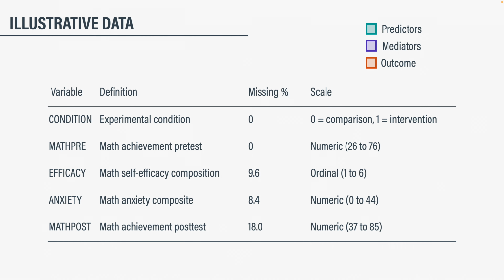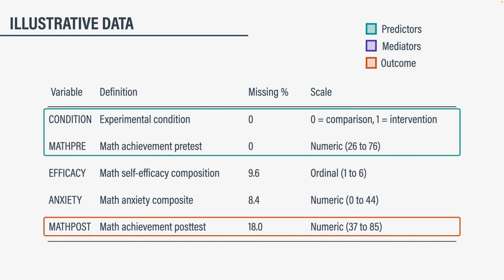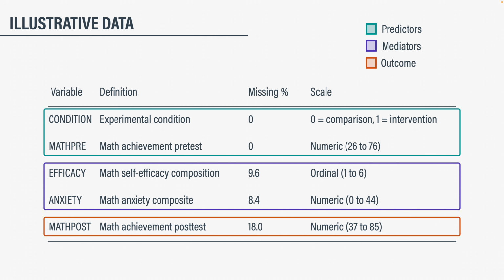Okay, to make the illustration more concrete, I'm going to use data from an educational intervention. The predictor set includes a binary variable that indicates whether students were assigned to an intervention or comparison condition, as well as math pretest scores. The dependent variable is a math post-test measure taken at the end of the school year, and I'm going to look at models where the intervention transmits its influence via one of two mediators, self-efficacy and anxiety.